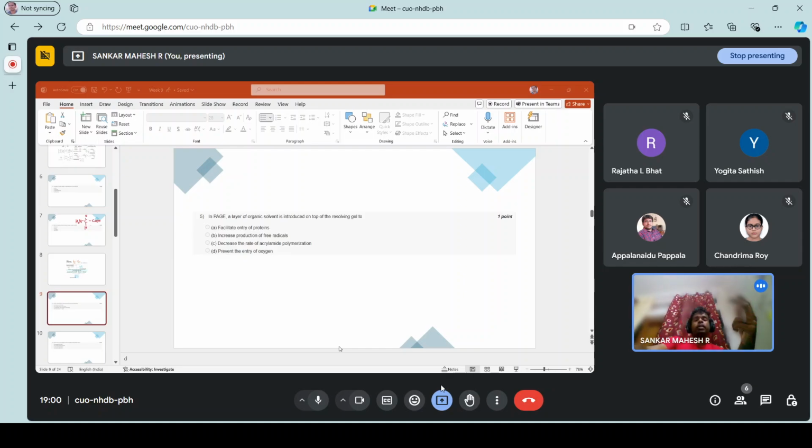So, what does a PAGE look like? How many gels are there in a PAGE? How many layers are there in a PAGE? So there are two layers. So, what is the top layer and what is the bottom layer? Sir, the upper layer is the stacking gel and the lower one is the resolving gel. Right, good. So, when we are casting gels in lab, if the upper layer is a stacking gel and the bottom layer is the resolving gel, which gel has to be made first?